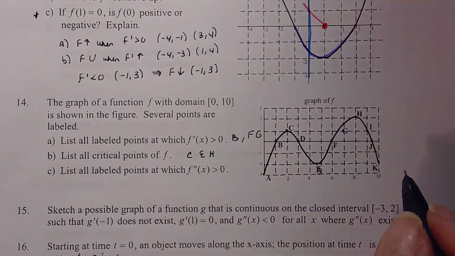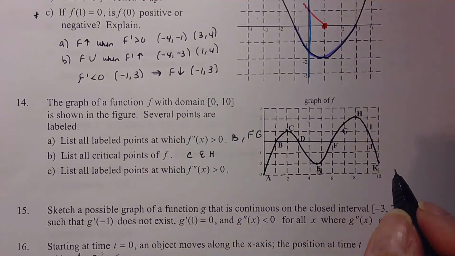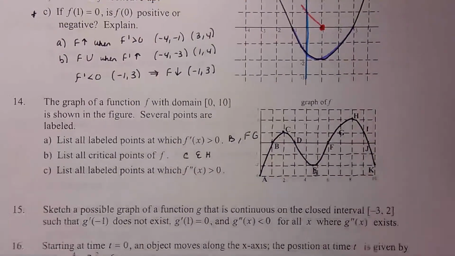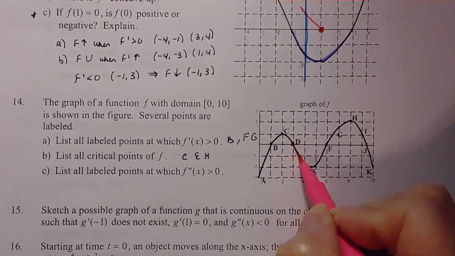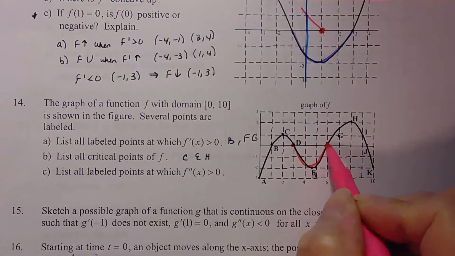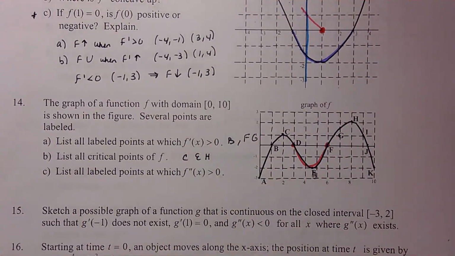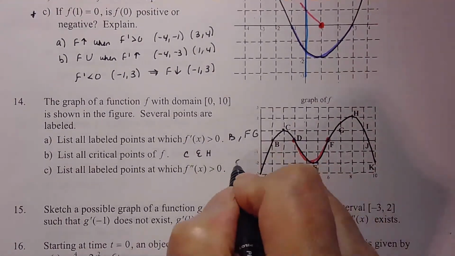And then in part C, they want us to label all the points for which the second derivative is positive. The second derivative is positive when the graph is concave up. The graph appears to be concave up from about D to F-ish, right around here. So I would include the point in the middle, and I would say point E.